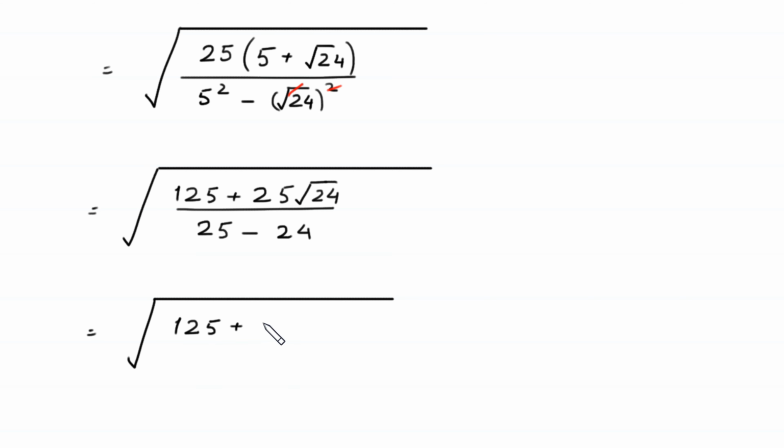Next, square root of 125 plus 25 times, we can write this square root of 24 as square root of 4 times 6, divided by 25 minus 24, which is 1.